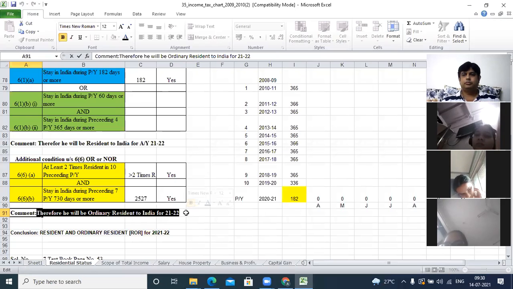Therefore, he will also be ordinarily resident to India for 21-22.